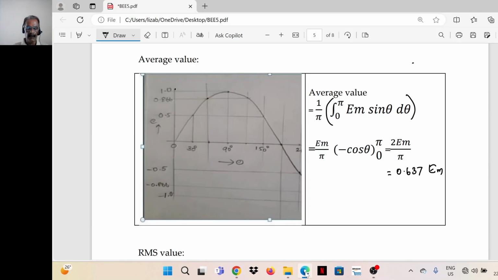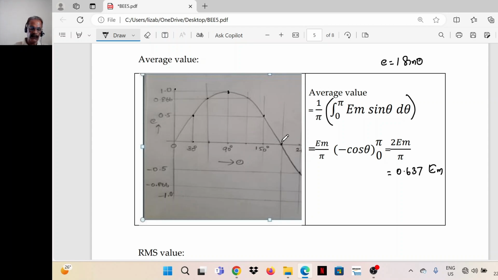Now let's see what is the average value of a sinusoidal quantity. Average value can be found by adding all instantaneous values. The instantaneous values are here the induced EMF, take it as E is equal to 1 sin theta. The maximum value is 1. So when theta is 30 degrees, the magnitude of the voltage is 0.5. When it is 90 degrees, it is 1. When it is 150 degrees, again 0.5, 180 degrees, 0, like that.